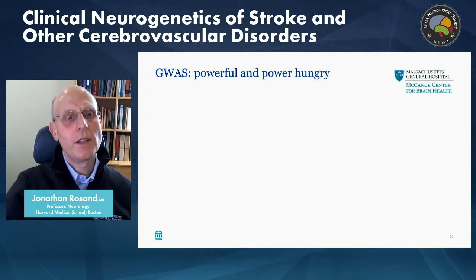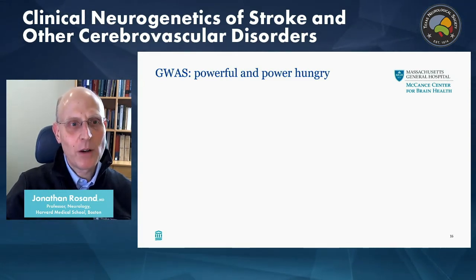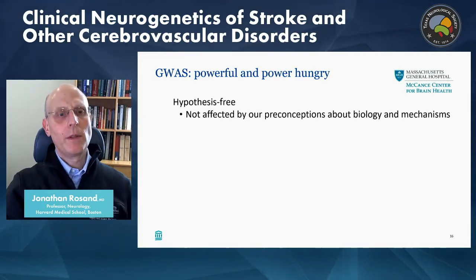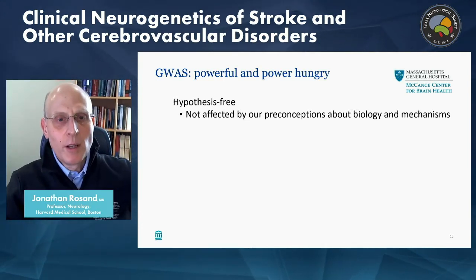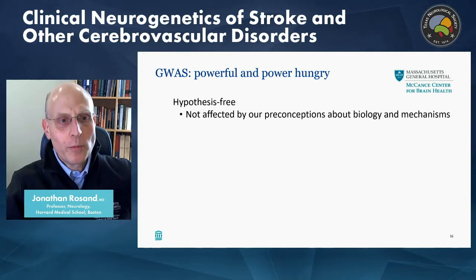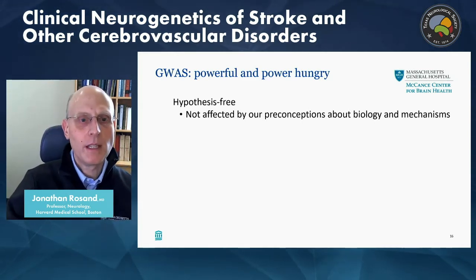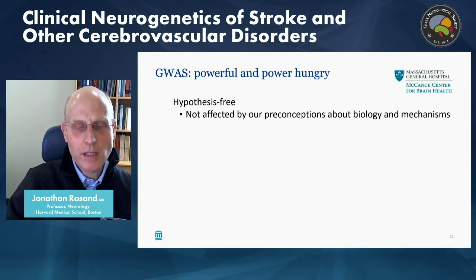So the challenges and opportunities for GWAS are that it's powerful but power hungry. The guiding hypothesis for genome-wide association studies is simply that within the genome, there will be variants that are associated with the trait. Some people in the field will say that means there's no hypothesis, but the key is that it's not affected by any preconceptions about biology or mechanisms. You're not suspecting one gene or another.